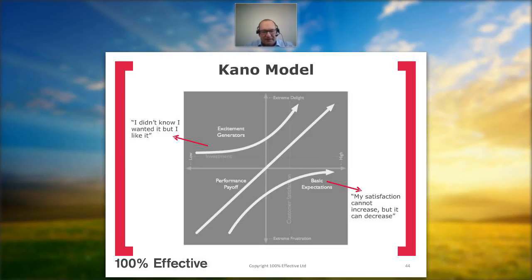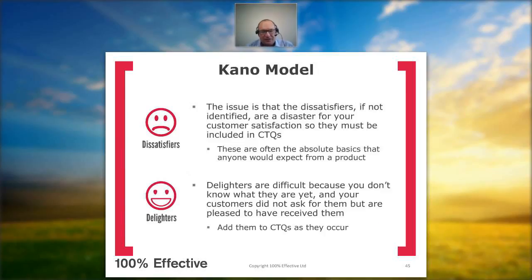But there are 2 things that are kind of missing when we do a voice of the customer from a Kano model perspective. The first one is dissatisfiers. So Kano came up with things that were dissatisfiers. These were things that if they weren't present in your product or your service or your process, then the customer would be absolutely dissatisfied with what you were doing. But they were so basic and so just assumed that they would be there that they wouldn't even voice them. So when we did our voice of the customer, they wouldn't mention these things.